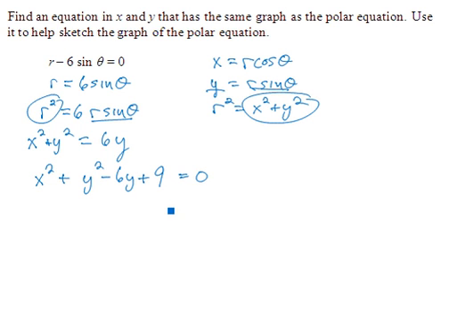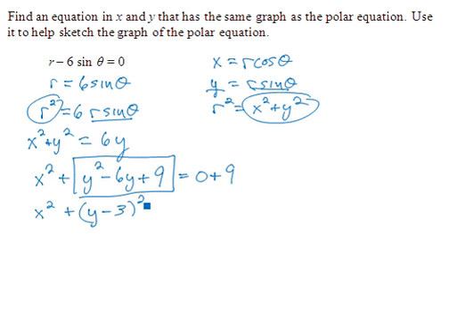Completing the square involves adding 9 because I take half of negative 6, that's negative 3. Square that negative 3 and that gives me 9. So I add that to both sides. And then the x squared is here, and these three terms are a perfect square now. They are the square of y minus 3. So I can write y minus 3 quantity squared here.